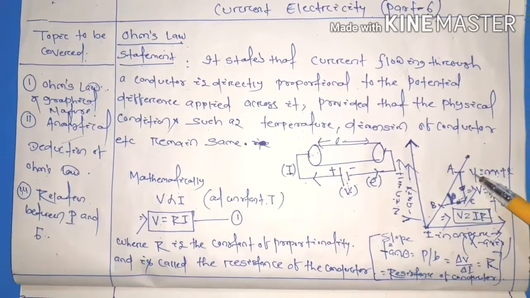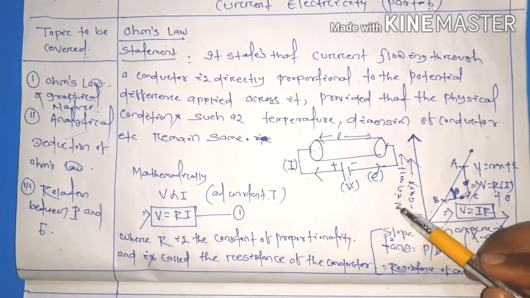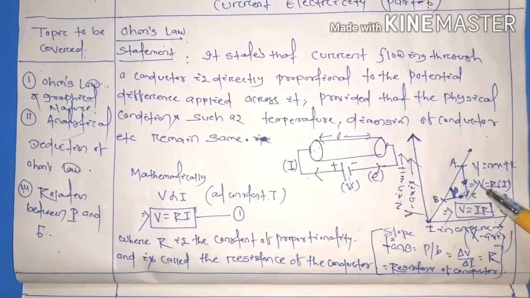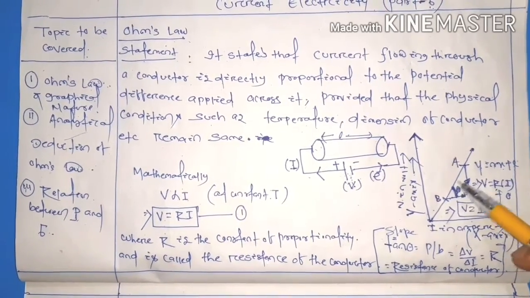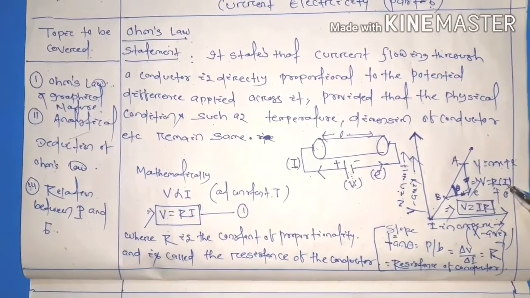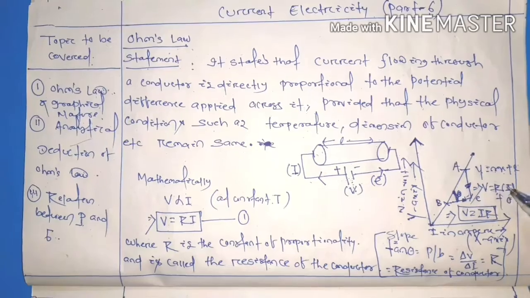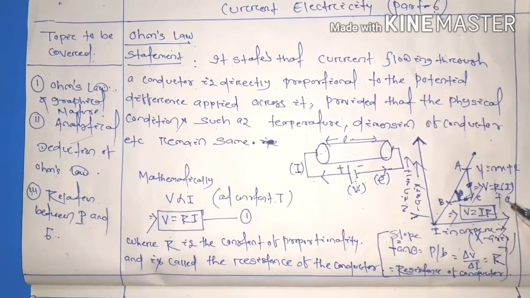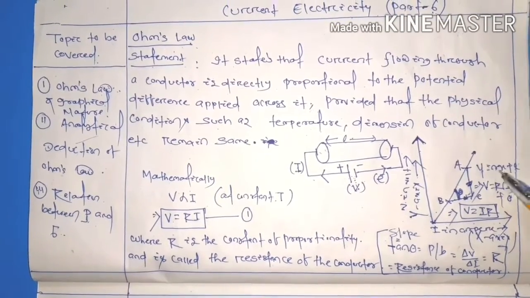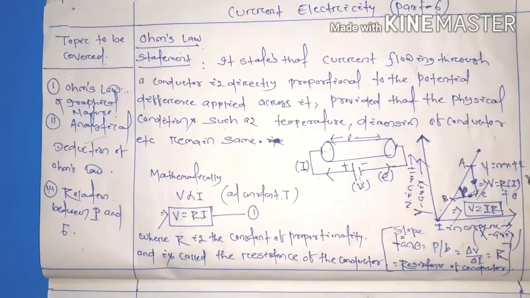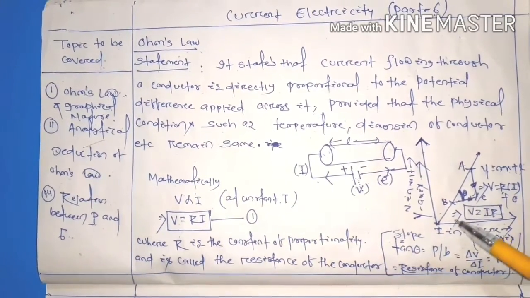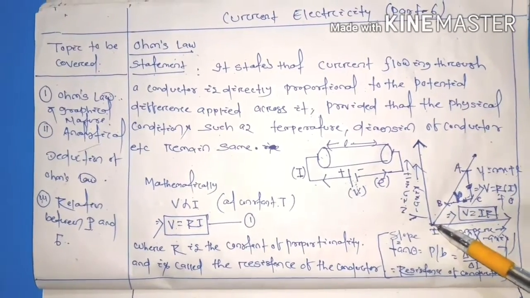So on the y-axis V is taken, and on the x-axis current I. So m is equal to R, and m is the slope of the line. On the x-axis it is I. So V is equal to IR plus c, where c is equal to 0. So V is equal to IR is in the form of y is equal to mx plus c. So the graph of voltage and current is a straight line passing through the origin.